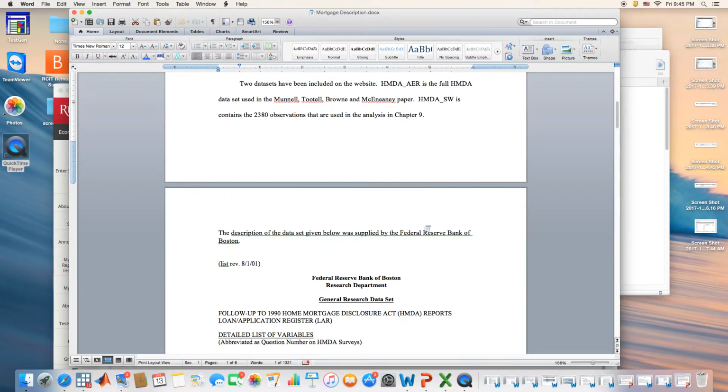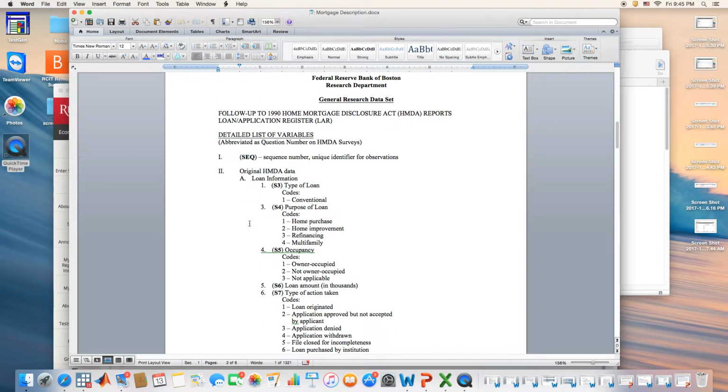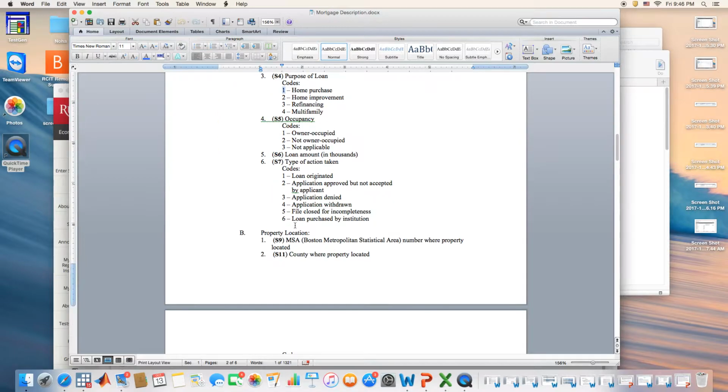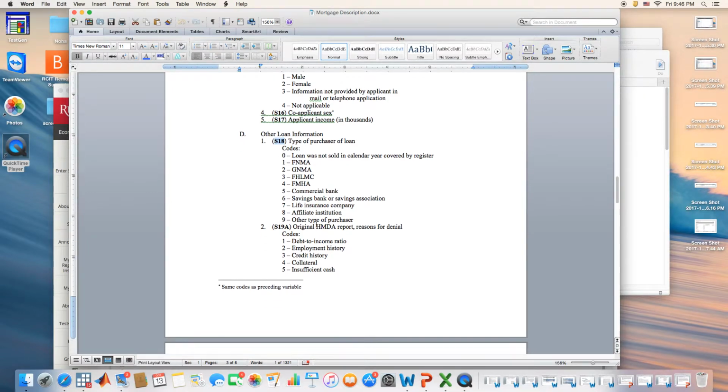And it's very important to read, of course, everything, but I'm not going to go over everything. I just want to highlight the things that you need to look at. So the variables, here we have a detailed list of the variables. The variables that you have are named with S's. So S3 is the type of the loan, S4 is the purpose of the loan. If S4 takes the number 3, then it's for refinancing. If it is 1, then it's for home purchase. And then you have other variables all with S's. For example, S18 is the type of the purchaser of the loan, and so on.